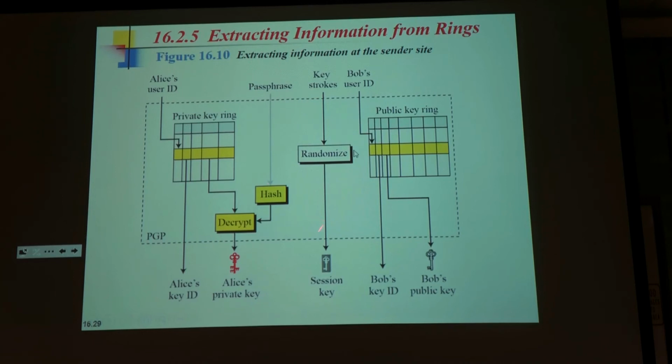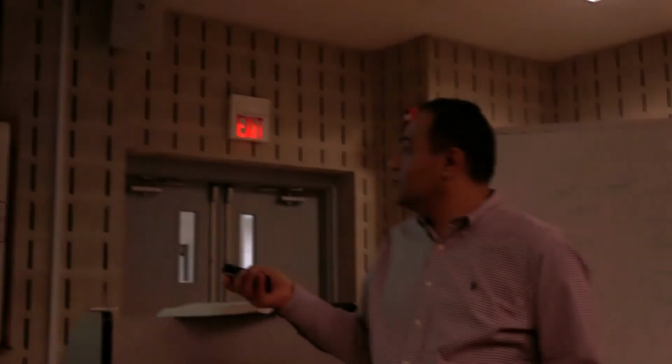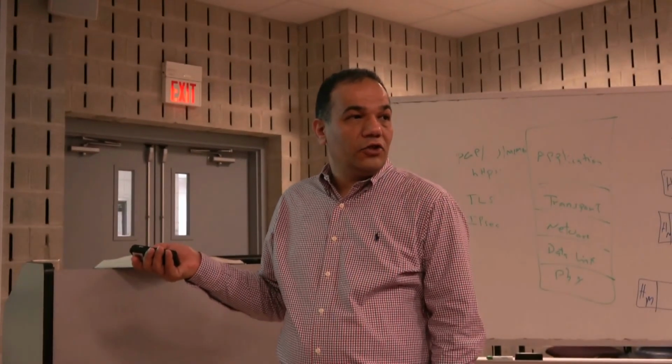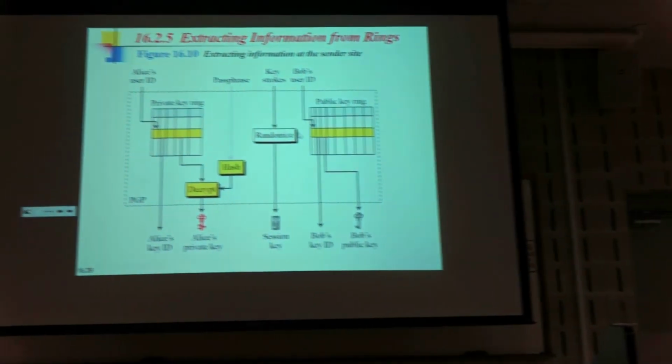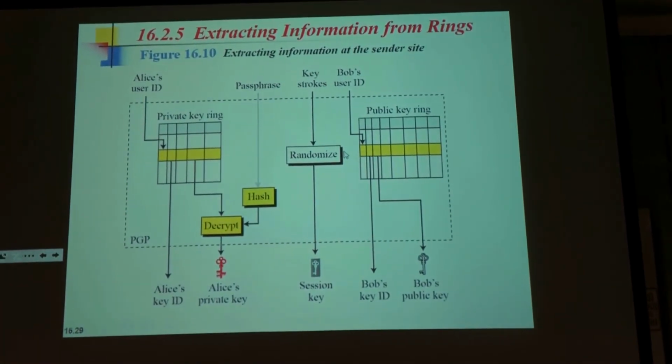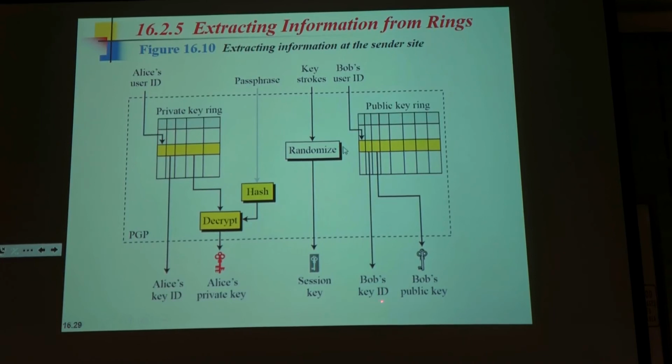And this could be generated by keystrokes. So the keystrokes could generate the session key. It could be a random session key. For Bob's user ID, you have Bob's key ID, and then you have to get Bob's public key. There's no decryption because it is saved not encrypted.